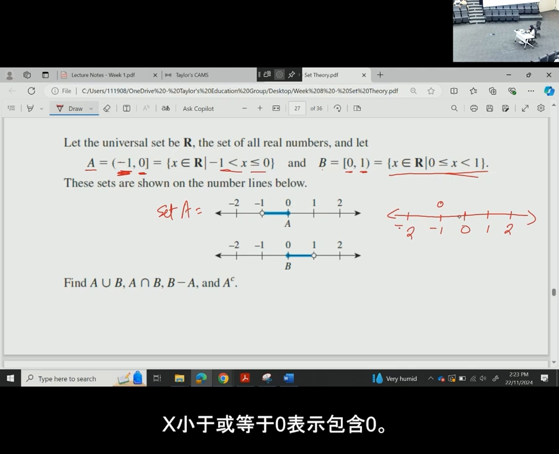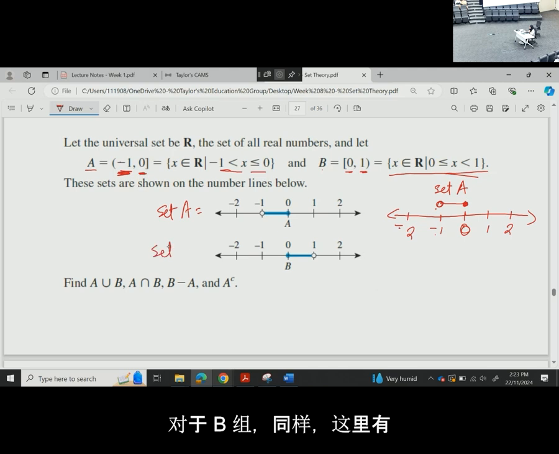X is less than or equal to 0 means 0 is included, so closed circle or filled circle. Okay, so this hollow circle means -1 is not included in the set. Closed circle or filled circle means that this element is included. So this is the representation of set A on a number line, the range of elements included.